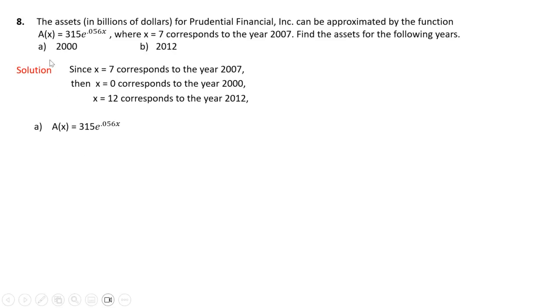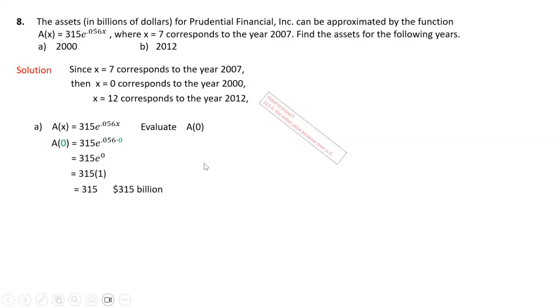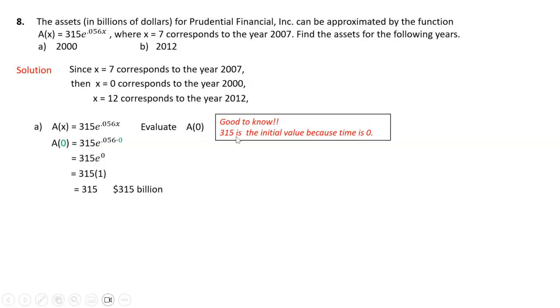So for part A, we're going to evaluate the function at 0, A of 0, which means what I would do is plug in a 0 for the x's. It's going to give us 315 times 1. The answer will be 315. But the answer is in billions, so it's going to be $315 billion. Again, this is good to know for the next problem, because when x equals 0, the 315 will be the initial value. We're going to do something in regards to this formula when we get to the next slide. But in the meantime, let's continue with B.